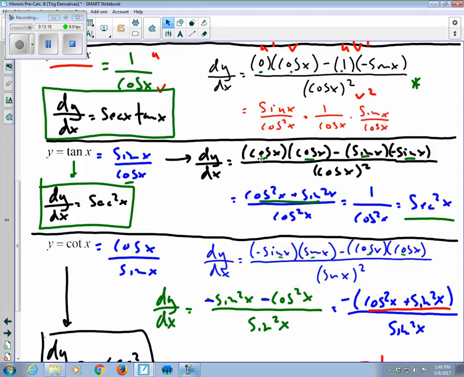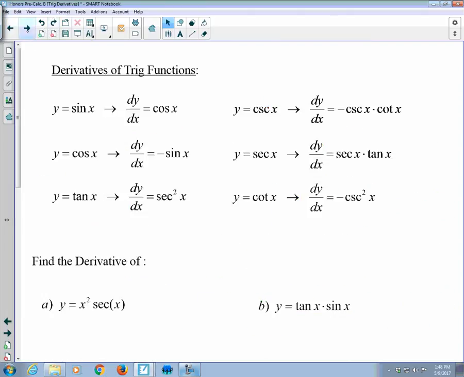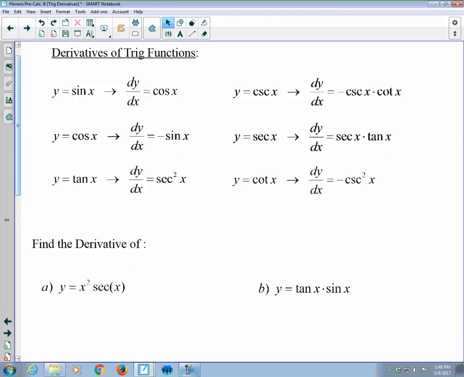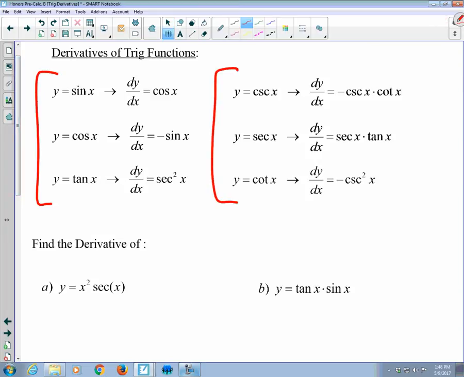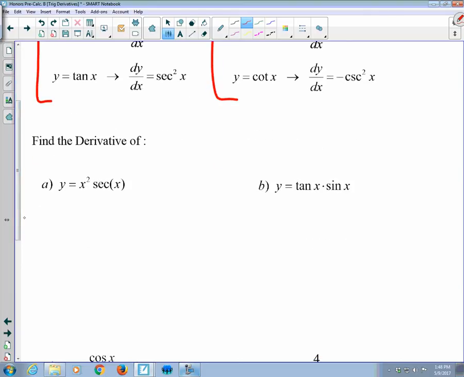Now let's go ahead and talk about what we've got with these derivatives of these trig functions and how we're going to use them. So really we're going to be using the derivatives that we're seeing here for our trig functions within product rules and quotient rules. So right here, looking at A, we've got y equals x squared secant x. Now right here, this is the multiplication of two expressions, x squared and secant x. So we've got a u and a v here.